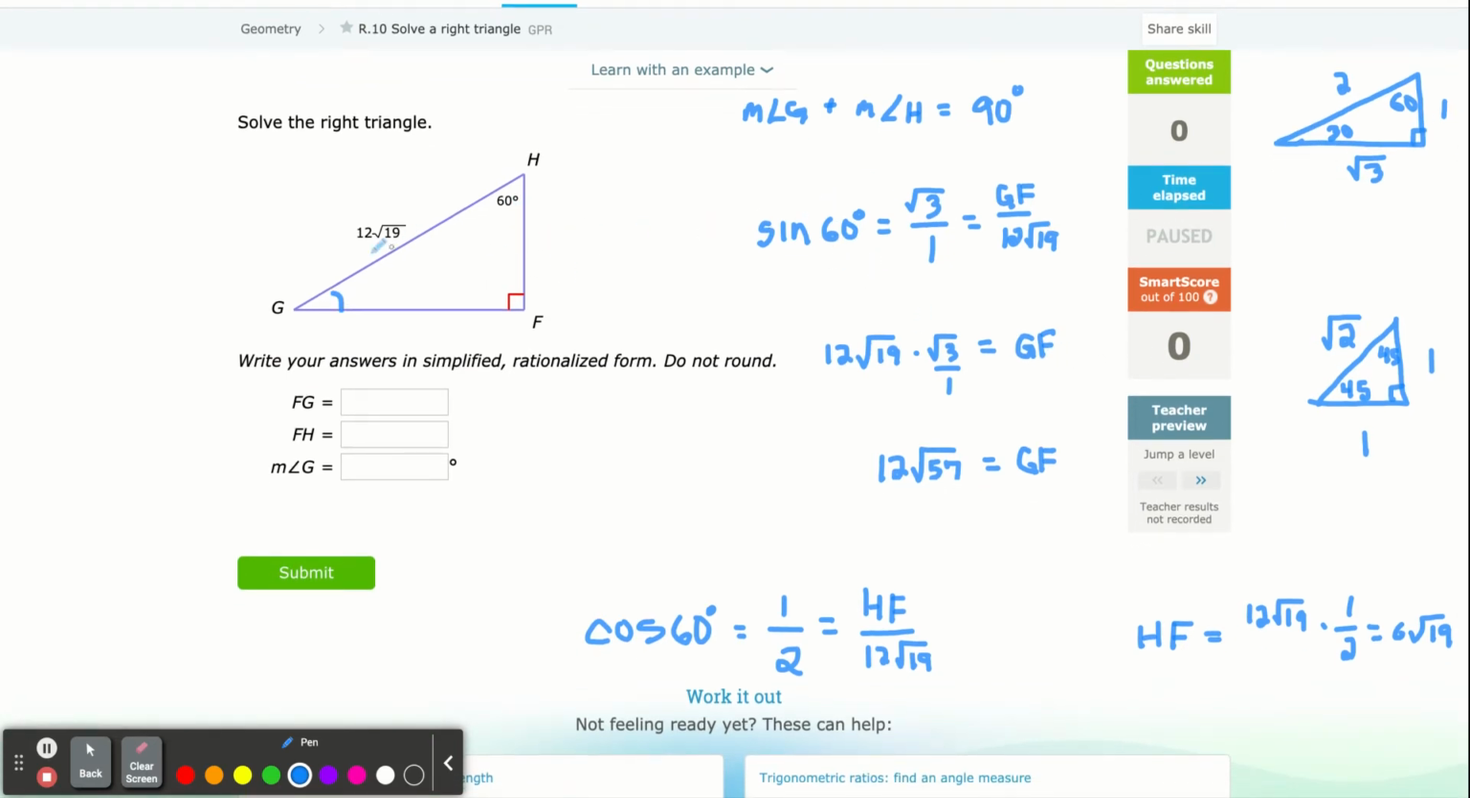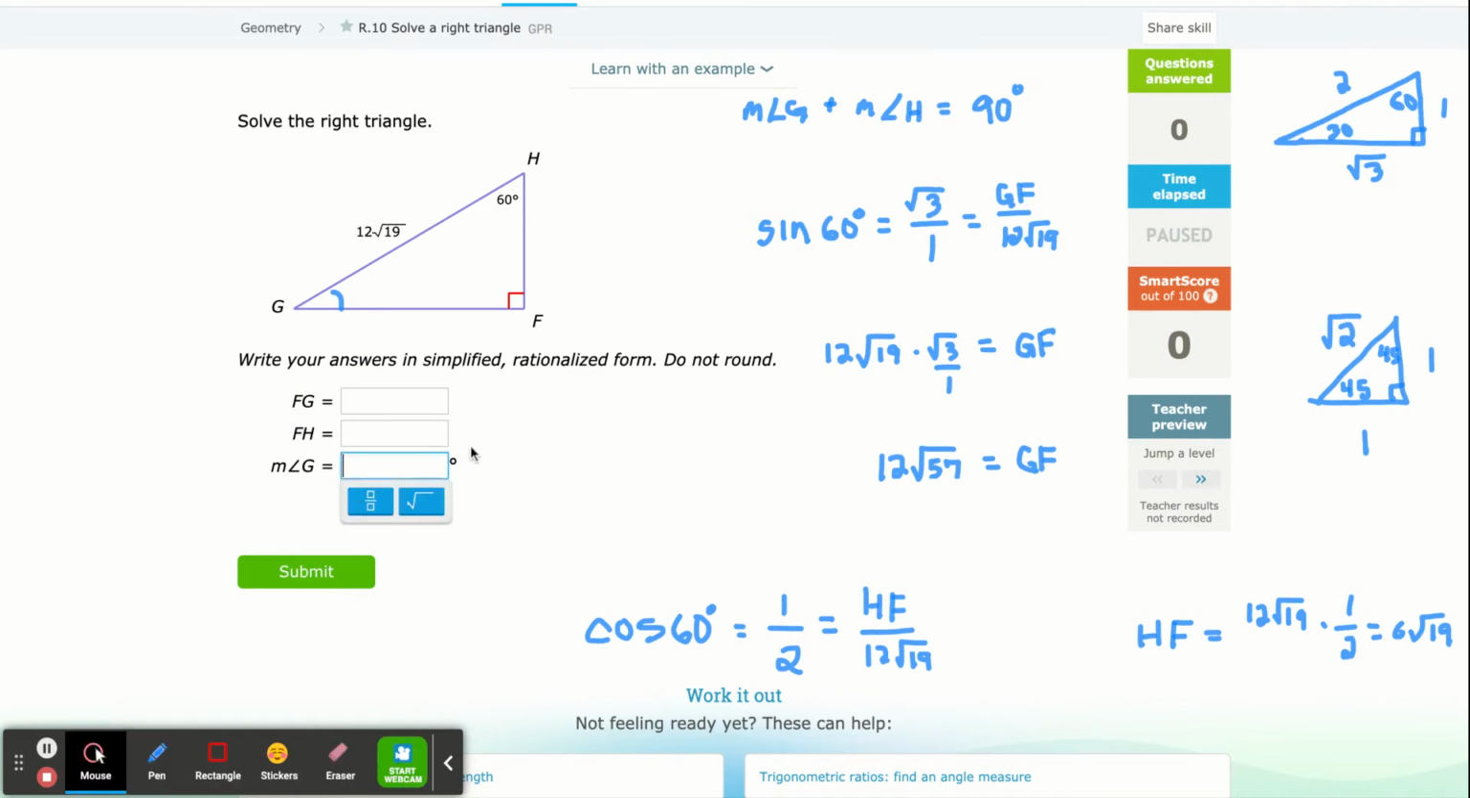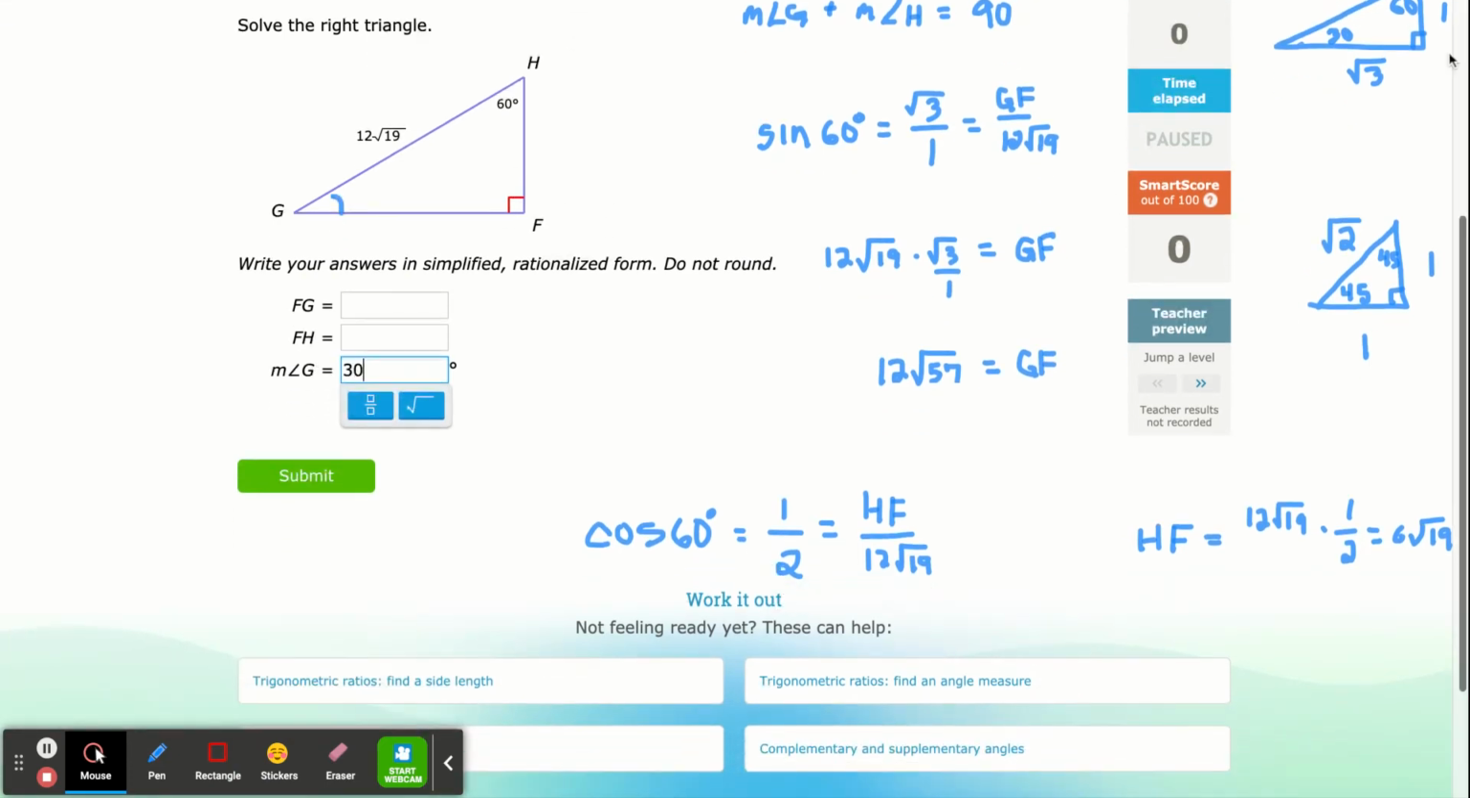What I mean by that, let's first find the angle. It's very easy to find the measure of angle G. All three angles add up to 180, or since this one's 90, the two acute angles must add up to 90. The measure of angle G plus the measure of angle H must add up to 90. But look, H is 60, so the measure of angle G is 30. So I know right off the bat that the measure of angle G is 30. Now this is a 30-60 right triangle.